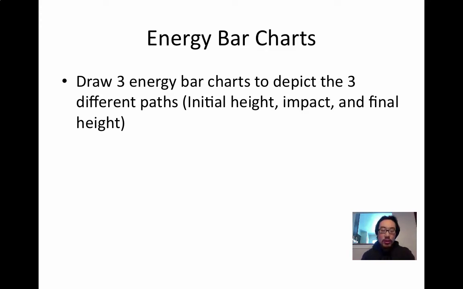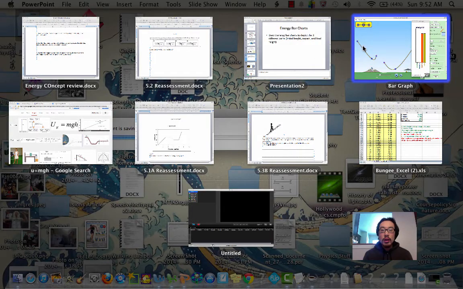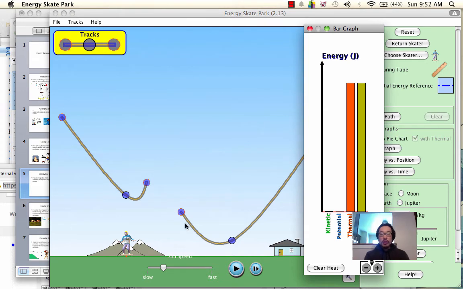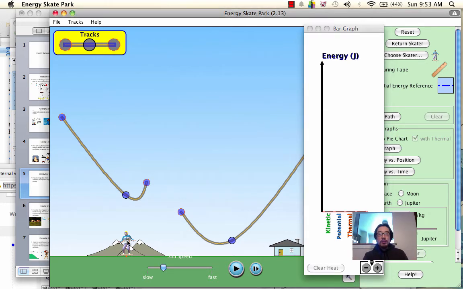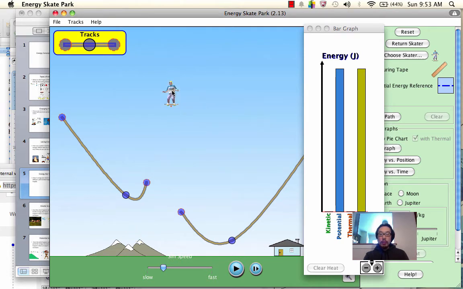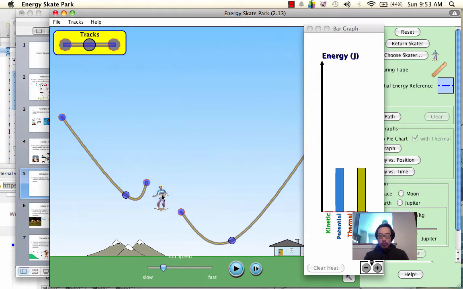Now, in order to demonstrate this, I'm going to use a simulation that we're all fond of, the energy skate park. Alright, what I'm going to do is I'm going to do work on the skateboarder. So if I raise it up, look at how the total mechanical energy increases. If I decrease the height, notice how the total energy also decreases. If I were to move it side to side, doing my best here to keep it consistent, notice how the total energy doesn't really change.